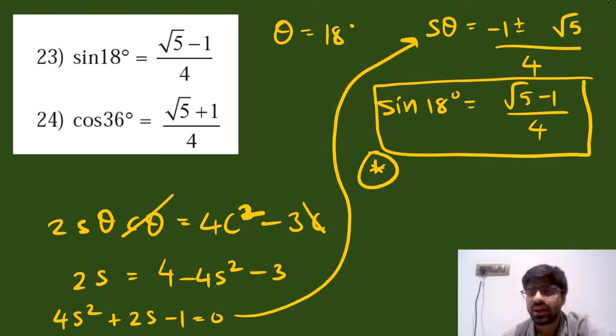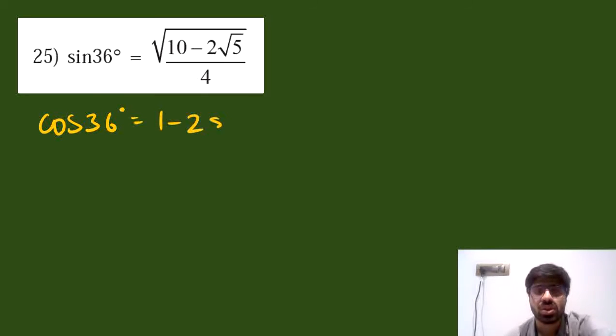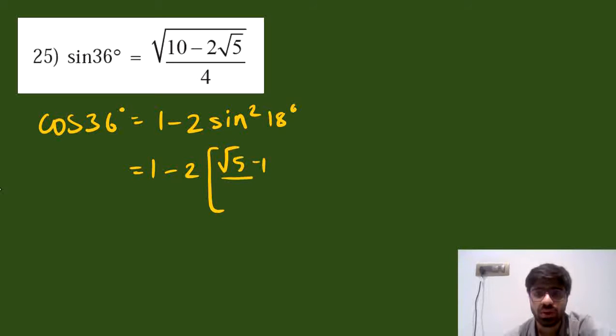And once you know the value of sine 18, you can easily find cos 36. So to find cos 36, let's just write it on a different page. Cos 36 and sine 36, we will find them together. Cos 36 degrees, that would be 1 minus 2 sine square 18. So this will be 1 minus 2. Sine of 18 degrees, we just got it as root 5 minus 1 the whole divided by 4. And we need to square this.